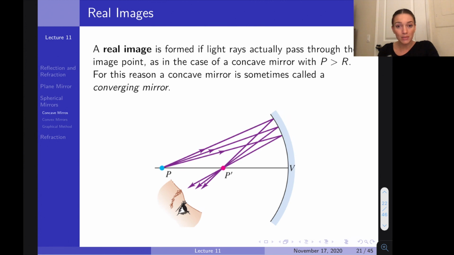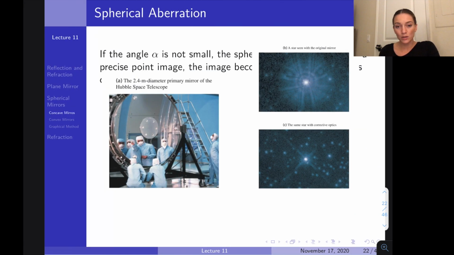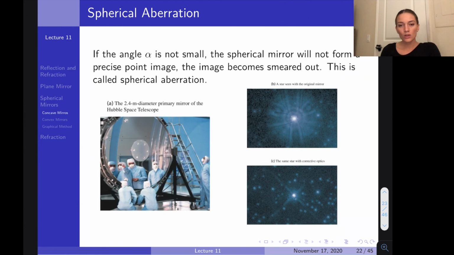So you would see an image, a real image of the object. That's why it's called a real image, because there's a real image there. So that's a real image when you have those rays passing through the image point. Now, as I said before, A, telescopes use this, and B, we were looking at only very small angles of alpha when we did that approximation a minute ago.